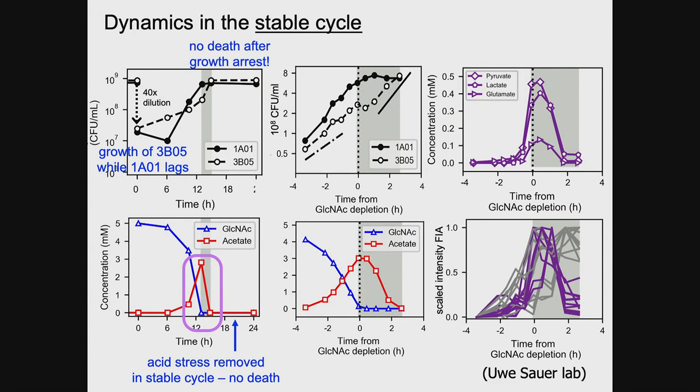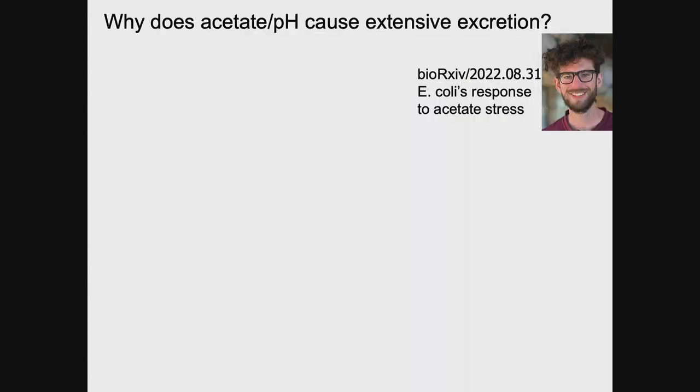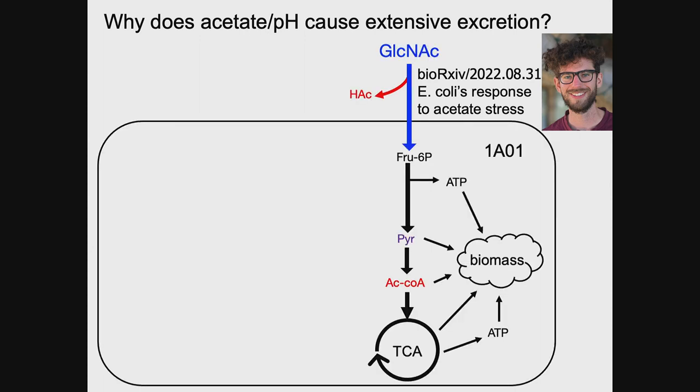Then we did a whole bunch of experiments to get to a picture, but I'm not going to give you the process of how we got to the picture. I'm just going to tell you what eventually happens. First, I'm going to address the question: what happens when acetate builds and pH drops? Why do cells stop growing? That was actually a study we first did on E. coli, a parallel project going on in the lab.